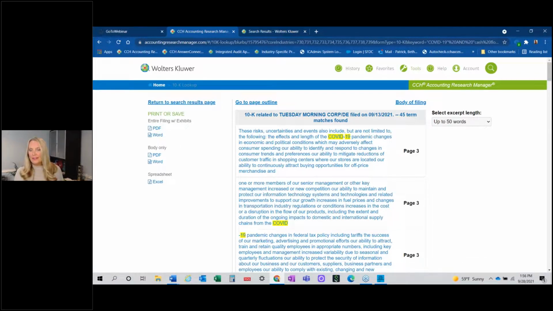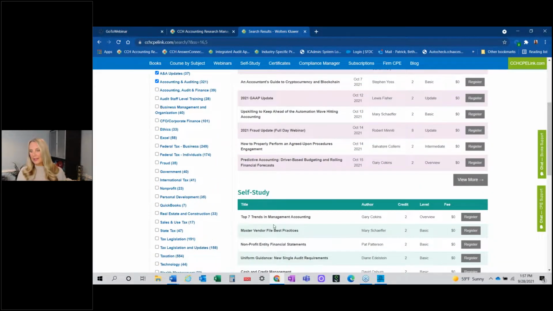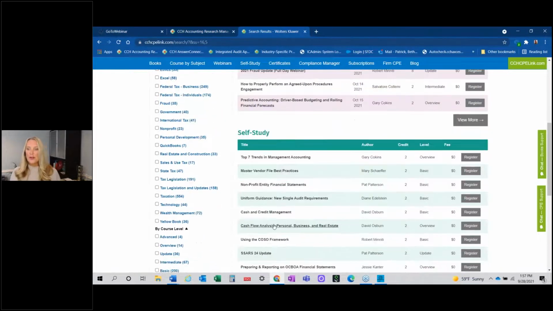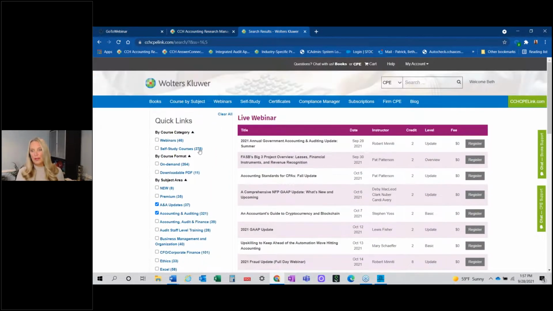And then the last thing I wanted to talk about, just because we are talking about CPE, we do have a CPE website, Accounting Research Manager will link to it. And we offer live webinars, we offer self-study. So if you talk to your account manager and you wanted to know more about how can I get some CPE credits, how can I get that for my firm in bulk, we have some great integration and some great pricing around that. And it's very easy to take.